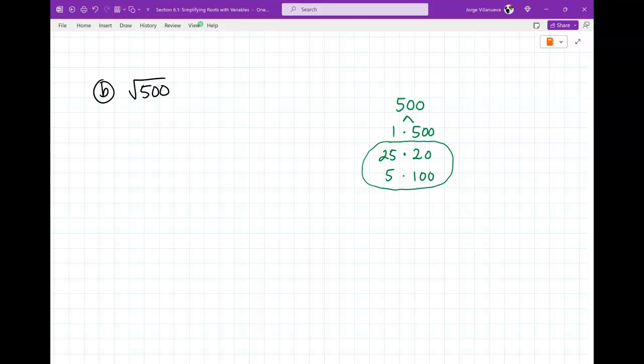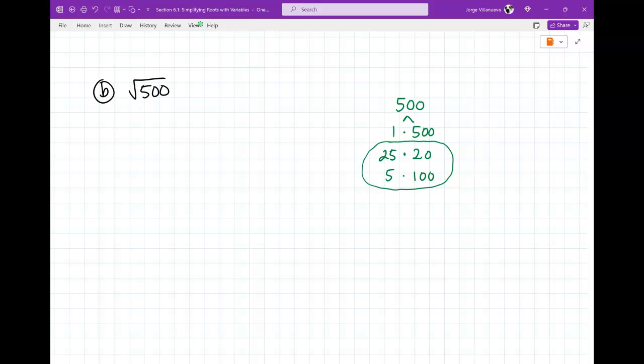If I look at 5 and 100, 100 has a square root of what? 10. Can I break up 5 anymore? No. So which one results in less work, the top one or the bottom one? The bottom one. So I'm going to choose the bottom one because, like you guys, I'd rather do less work, not more work, right? So let me pick 5 times 100.